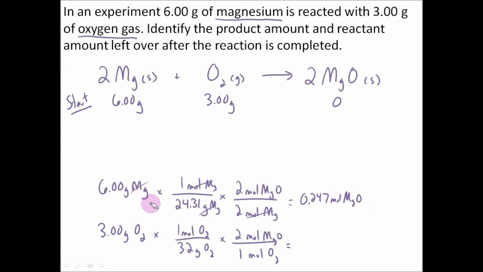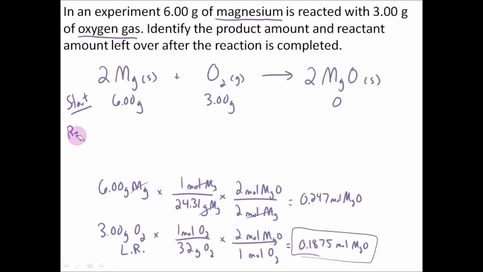And then for oxygen, 3 divided by 32 times 2 over 1 is going to give us 0.1875 moles of product as a theoretical yield if that's the limiting reactant. So now we compare these two. We say which one is lower. Obviously, this amount is lower, and so oxygen is our limiting reactant for this reaction because it produces a smaller amount of product.